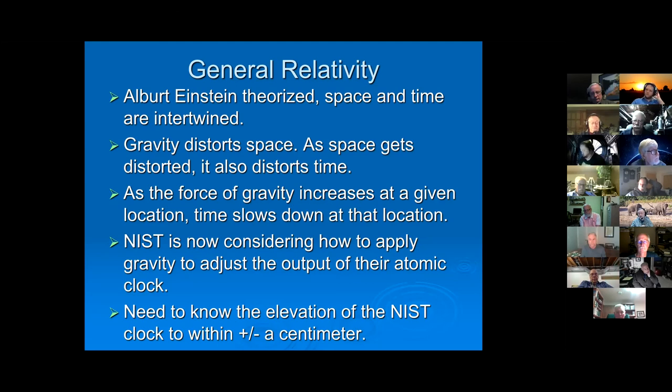Now, the problem is that using GPS, we're not very accurate with that. To do the proper adjustments for how gravity affects time, we need accuracy of plus or minus a centimeter, so that's about half an inch. At this point in time, we have no way of calculating things that close to where things are on Earth to make any kind of adjustments on time. How do you like that one for a thought provoker?